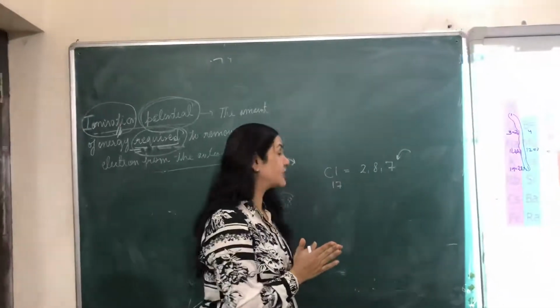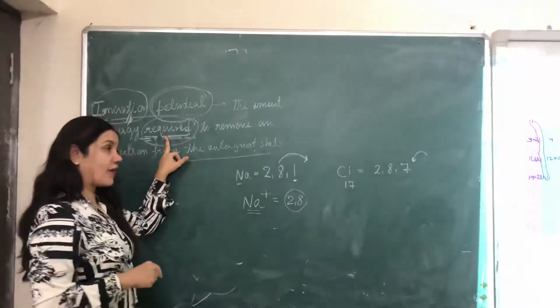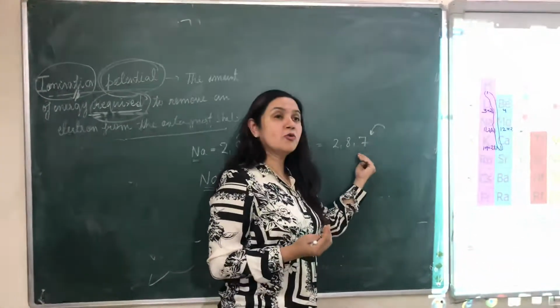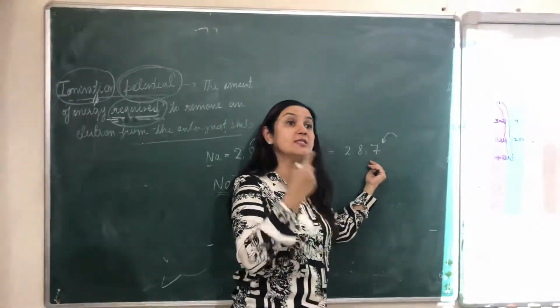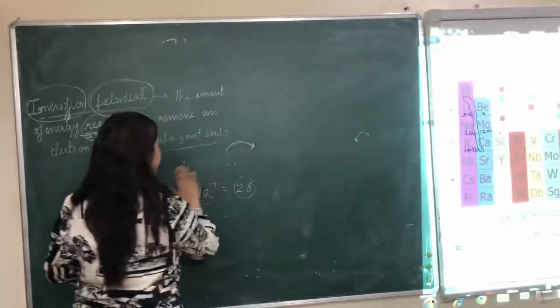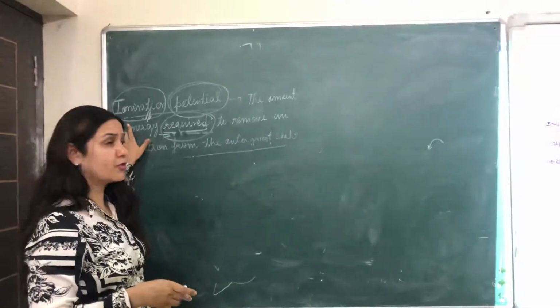So what is the basic concept? When an electron is donated, there is always a requirement of some energy. When any element accepts an electron to complete its octet, there is always a release of some energy. Now, I want to explain the relationship between the atomic radius and the ionization potential.